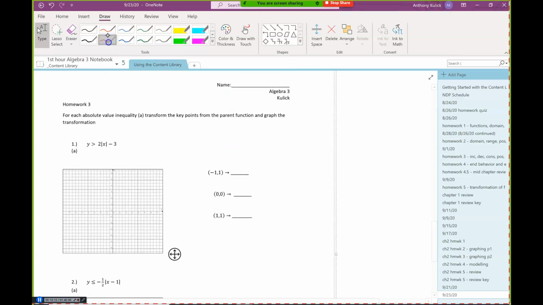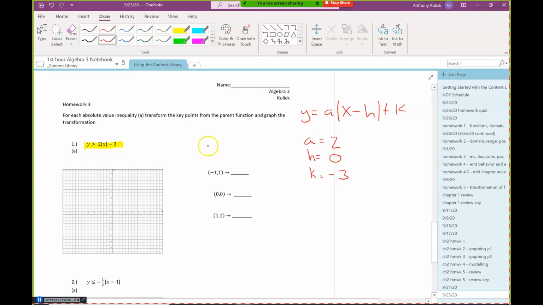So here we're graphing an inequality. I'm going to graph the points for the inequality the same way that I did on the previous problem. So I'll start by identifying my values for A, for H, and for K. Doing that, I'm going to be looking at the general form for my absolute value function and comparing that to the problem that we're given. Hopefully it's easy to see that A is 2, that H is 0, and that K is negative 3.